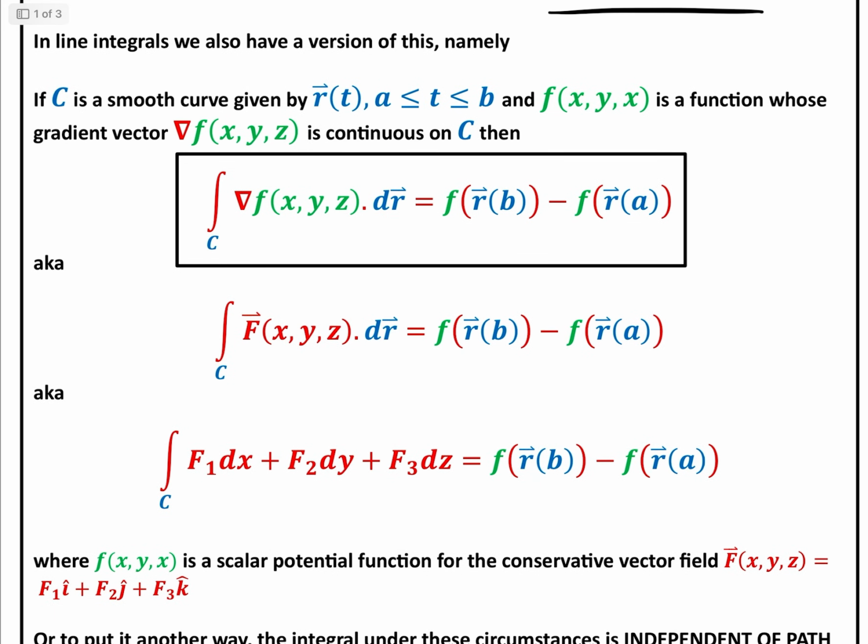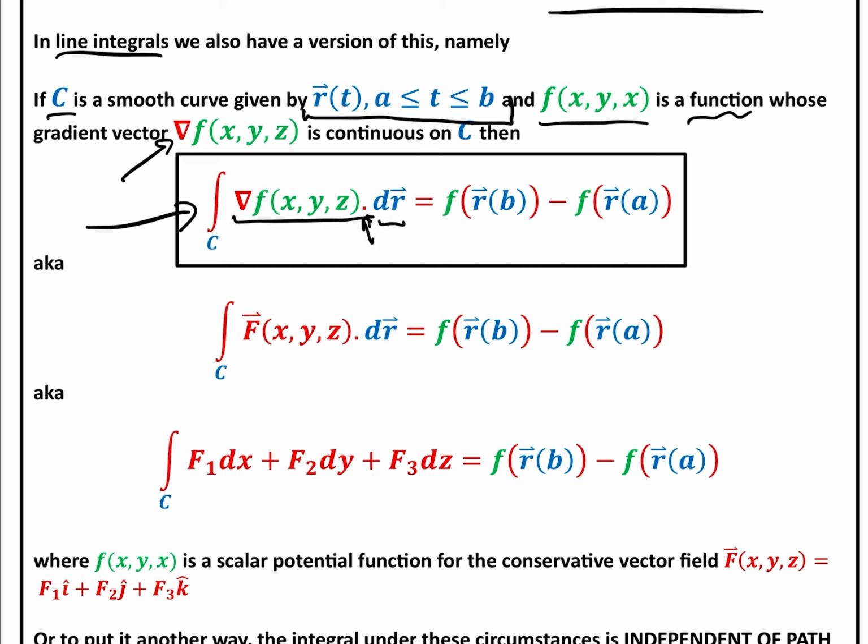So for line integrals we have a version of this. If C is a curve defined by r(t), where t goes between a and b, and f(x,y,z) is a scalar potential function whose gradient vector, the grad of f(x,y,z), is continuous, then the integral of the gradient of f dot product with dr is equal to the function's value at r(b) minus the function's value at r(a). Basically, it is only dependent on the endpoint and the initial point.